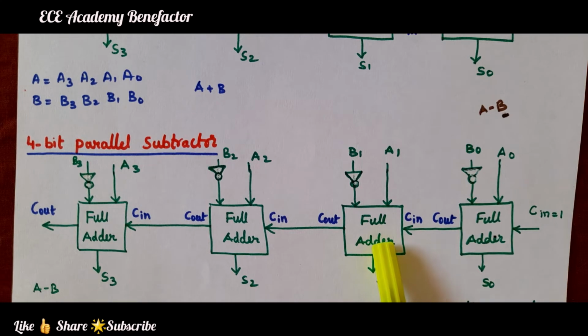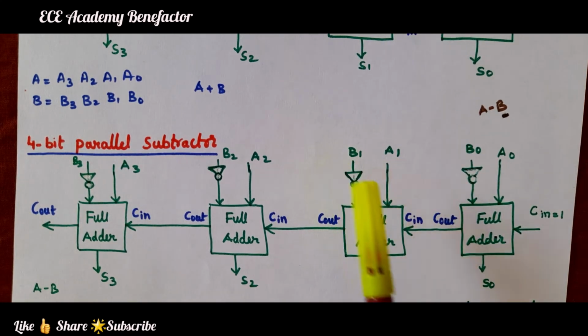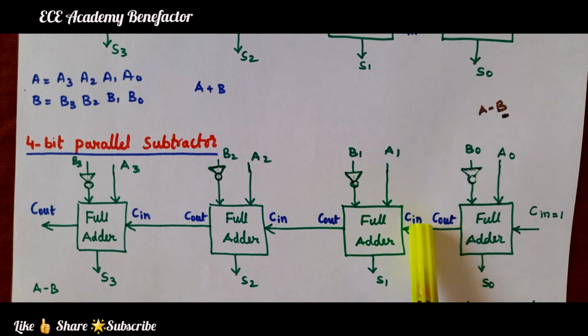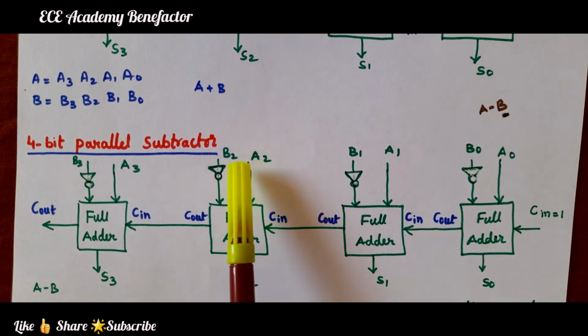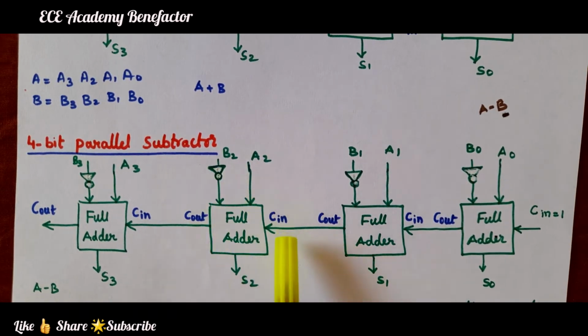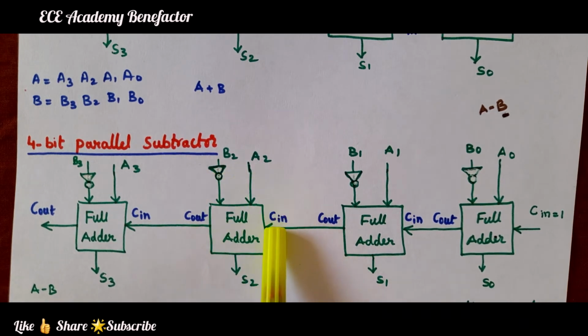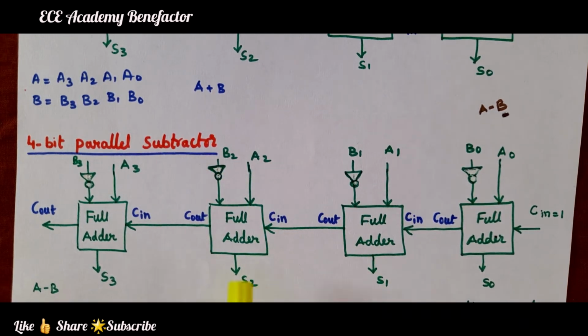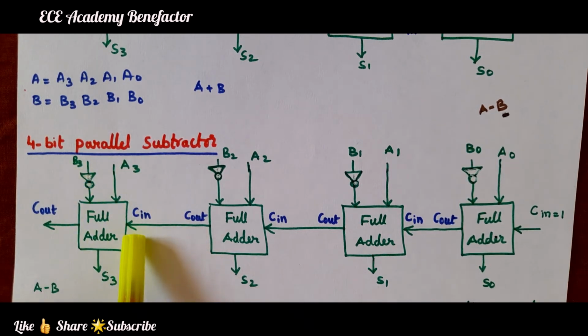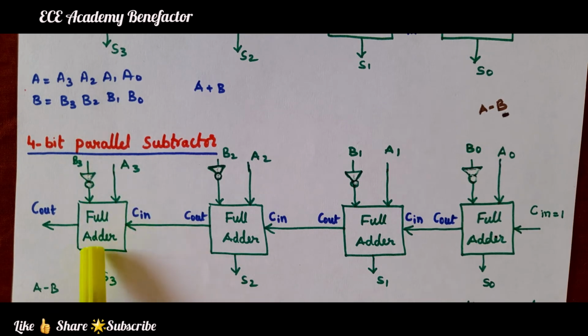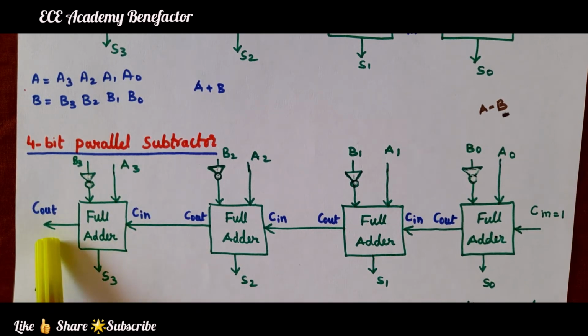The next full adder has the inputs A1, B1, C in, these three are the inputs, and the outputs are sum S1 and C out. The third full adder has 3 inputs: A2, B2 given through a NOT gate, and the input carry. These 3 are the inputs and the outputs are sum S2 and carry C out. For the fourth full adder, the inputs are A3, B3 given through a NOT gate, and input carry C in. These three are the inputs and the outputs are sum S3 and carry C out.